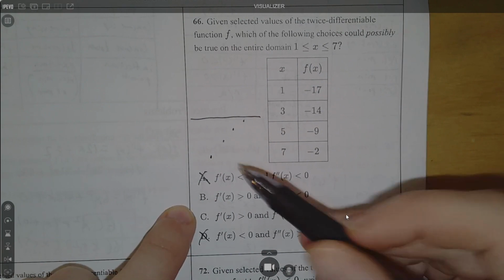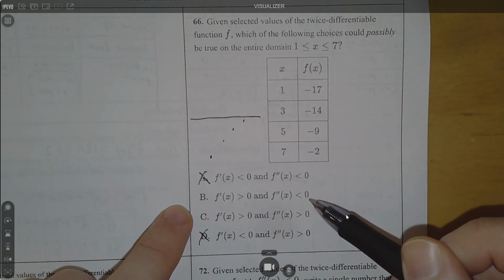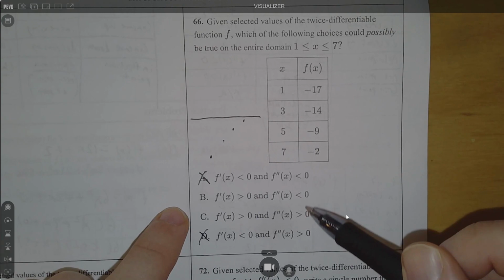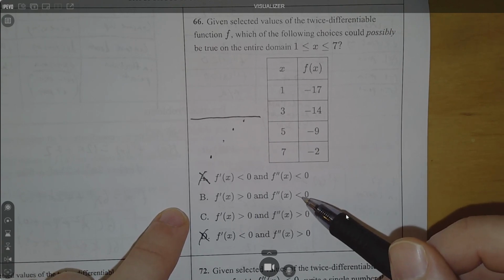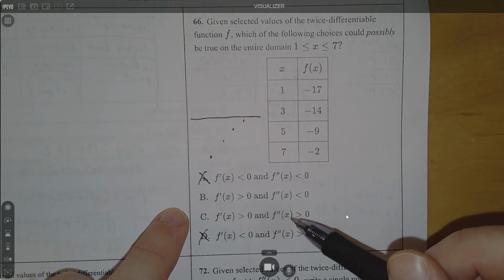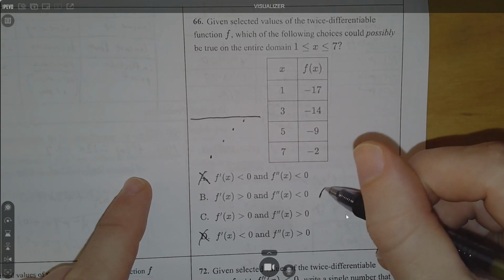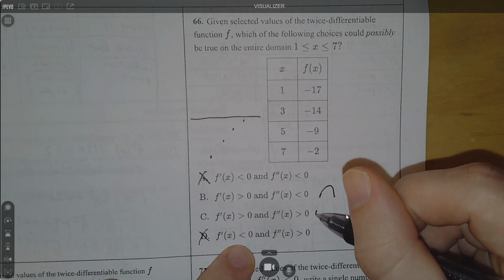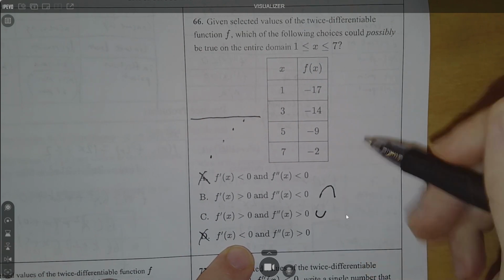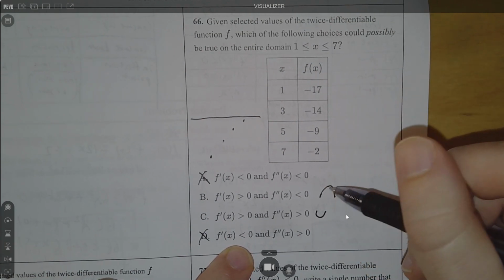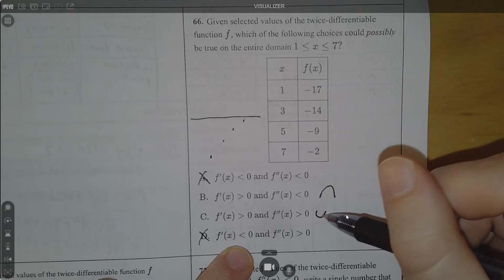Well, it is increasing. The next question is about concavity. Is it concave down or is it concave up? If it's concave down, that means my slopes are getting more negative, right? Think about concave down, it's like this, or is it concave up like this? So the question is, am I moving along this part of the curve, which is concave down, or this part of the curve, which is concave up?